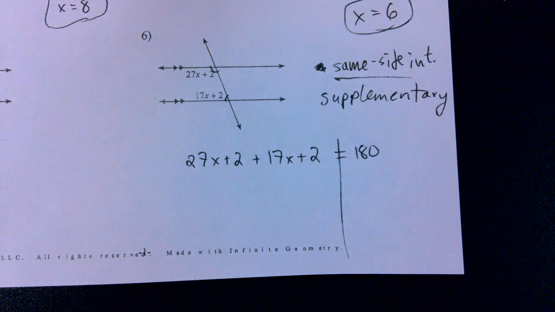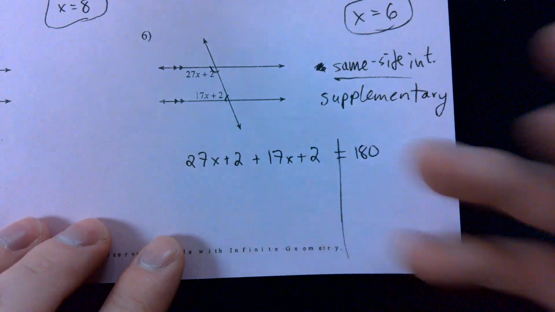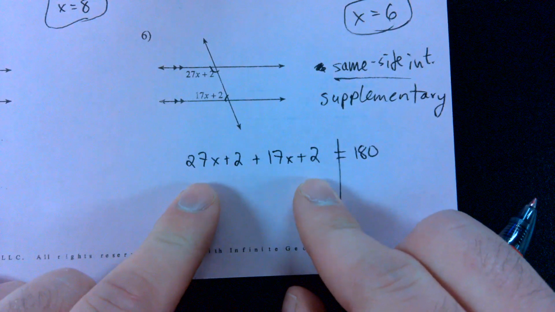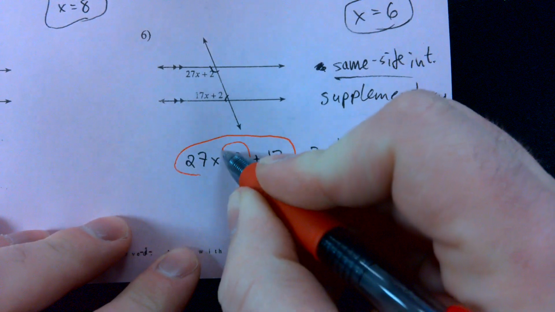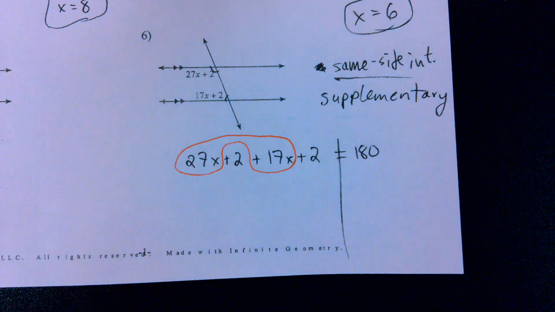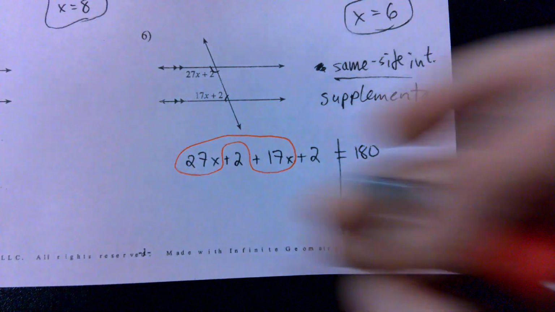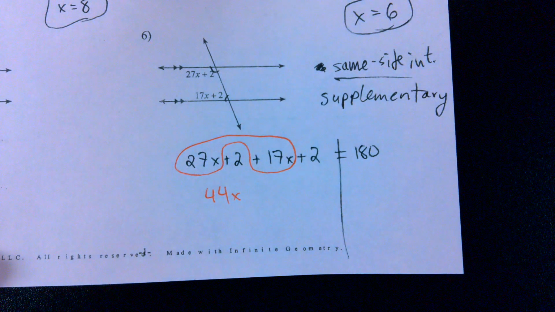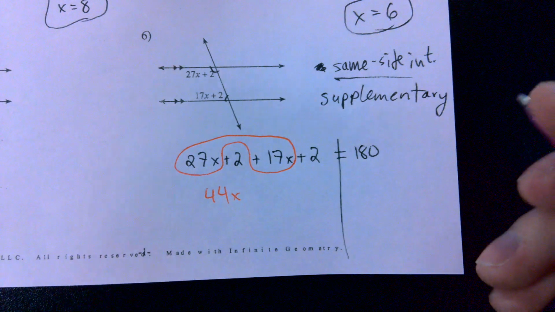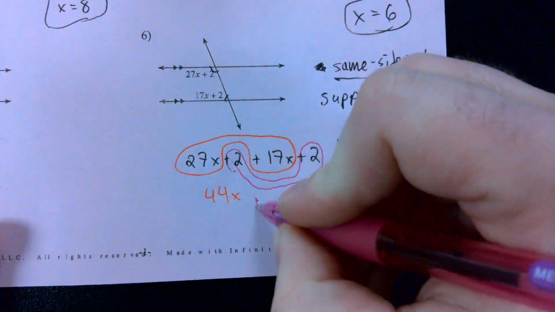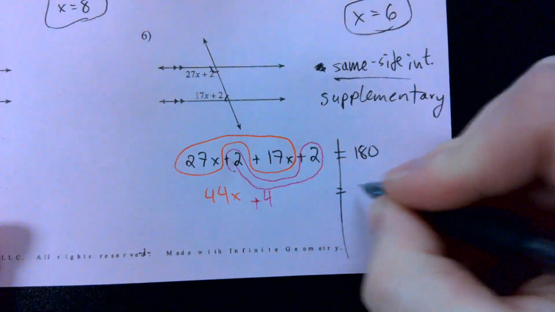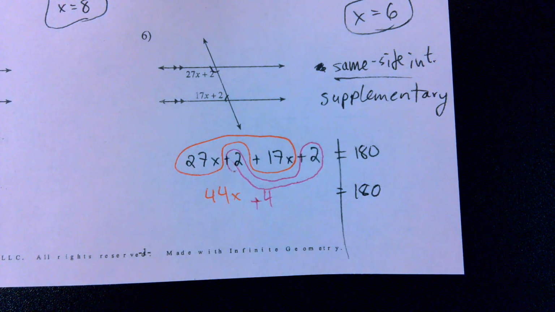Now that we have all these terms jumbled up on the left-hand side, this is when we're going to combine like terms. Anyone want to point out 2 like terms they see here on the left? Yeah, Noah. 27x plus 17x. Those both look like variable terms to me. And when we add them together, we get what? 44x. Any other like terms we can add? Avery? 2 and 2, right? Positive 2 plus positive 2 gives us positive 4. And that's going to be equal to 180. So 44x plus 4 equals 180.